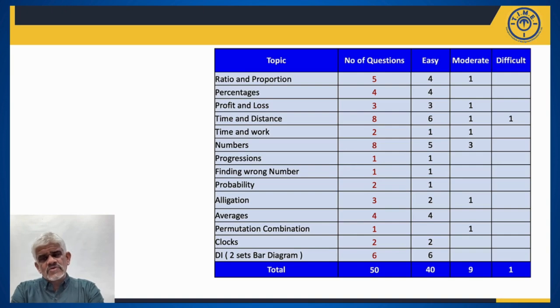In Quant, out of these 50 questions, 40 were actually very easy. Those who have done percentages, profit and loss, and ratio proportion well can easily score all 40 marks. Out of the 9 questions rated as moderate, I don't think you will lose all those marks. One can easily attempt 4 to 5 questions out of these 9. That is how the overall quant section was.